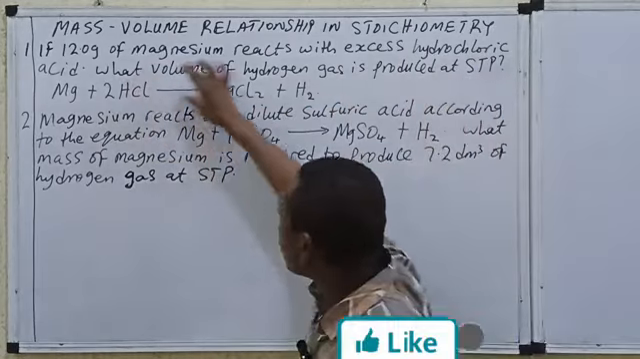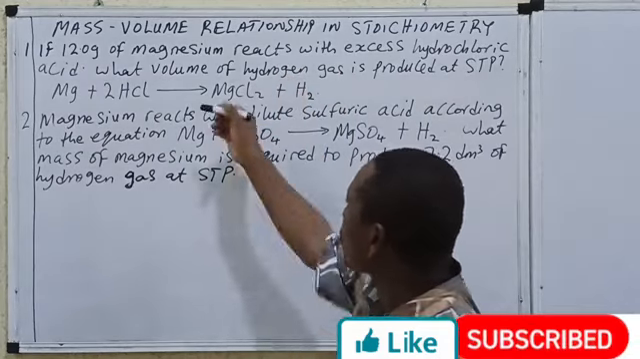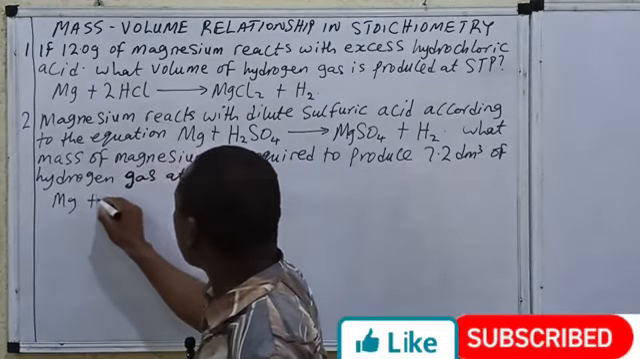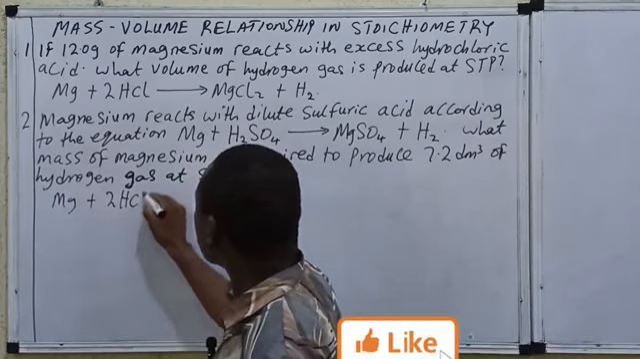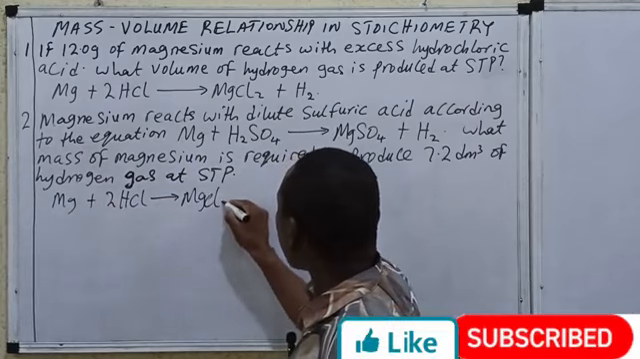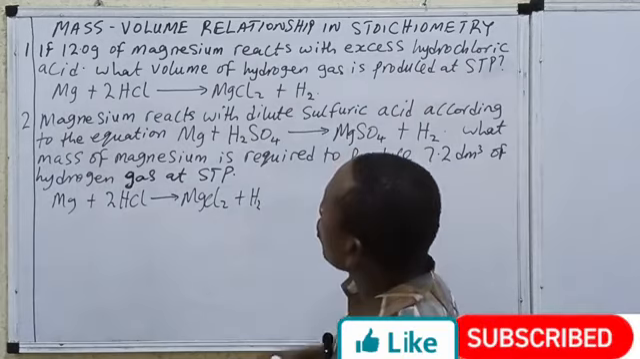Now, this is the equation. In this question, this equation is given. In some exams, it will not be given. So let's solve this. Let's rewrite the equation. Mg plus 2HCl to give magnesium chloride plus hydrogen gas.